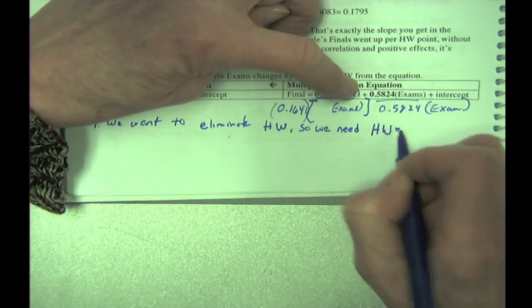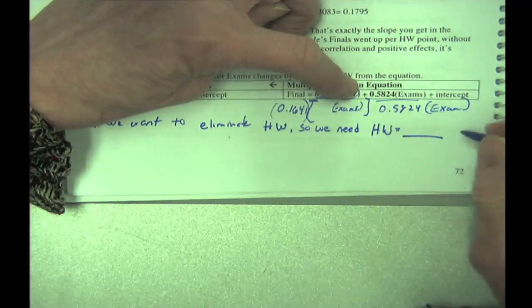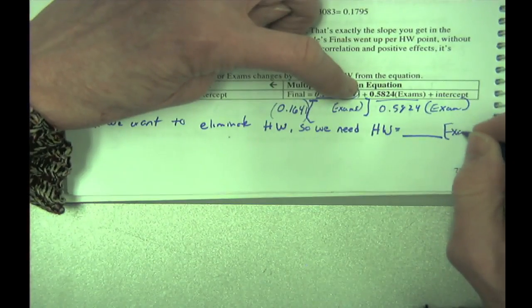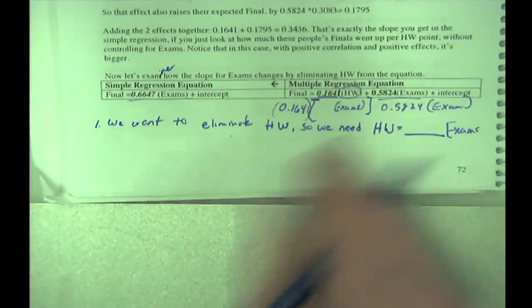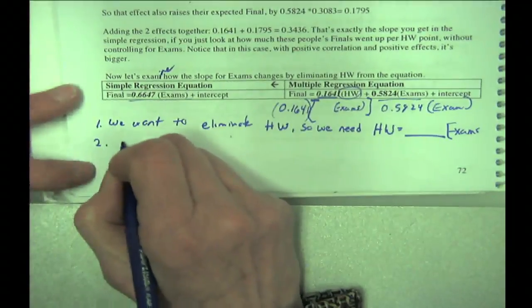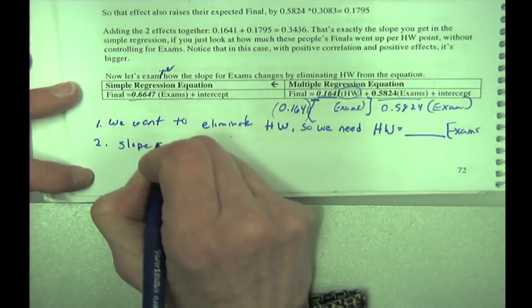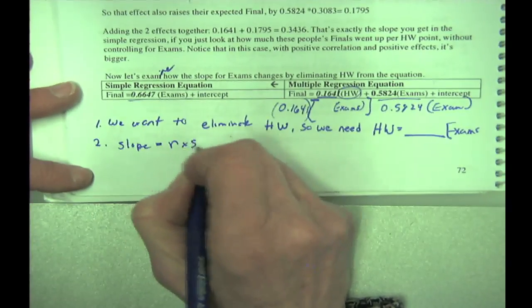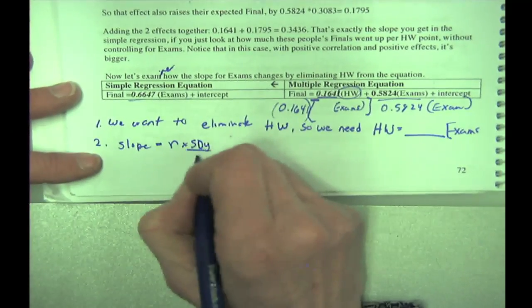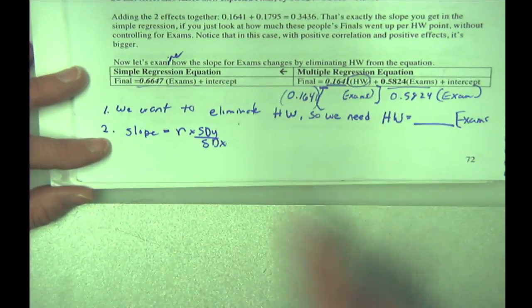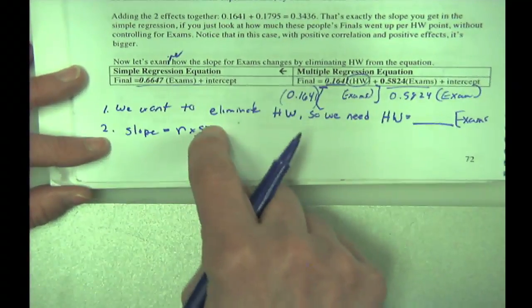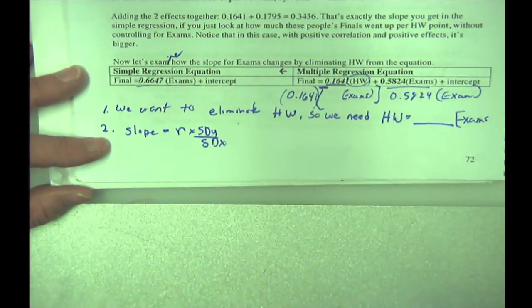So we're going to replace that homework. We're going to substitute in something times exams. Get rid of that homework instead. All right, so that's what we're going to do. And we just have to get that slope. So the slope is equal to r times, why can't I just solve the other equation backwards? I can't. That's not really the slope. You can't just do that because your SDYs and SDXs are going to be flipped.